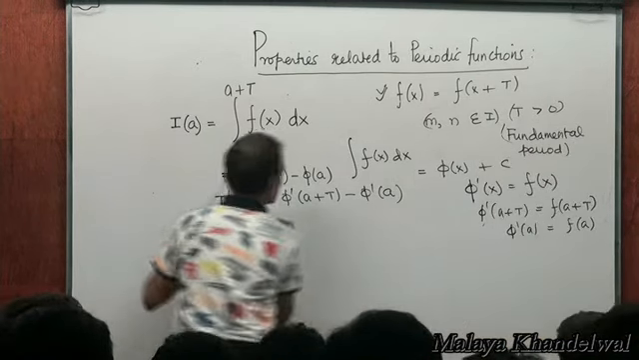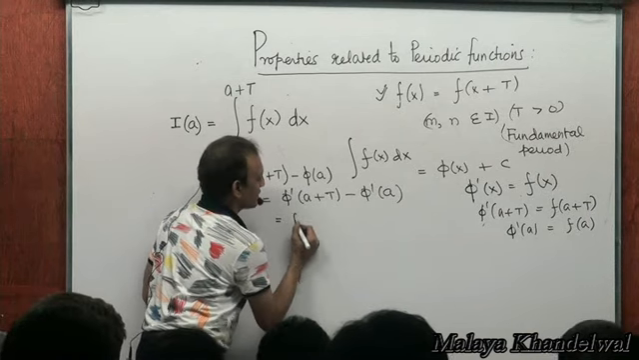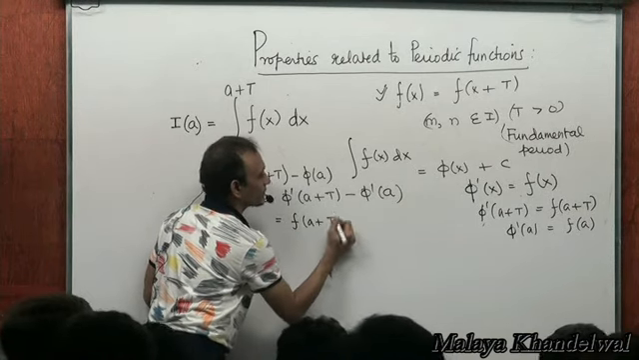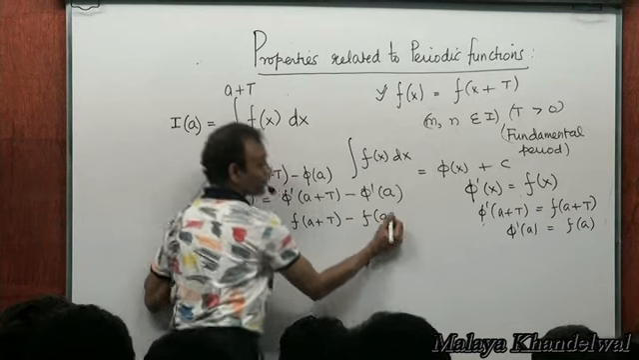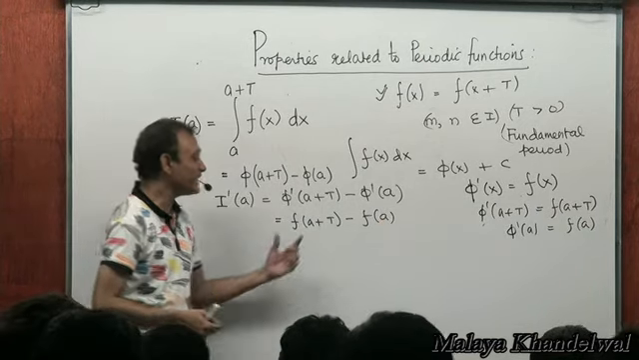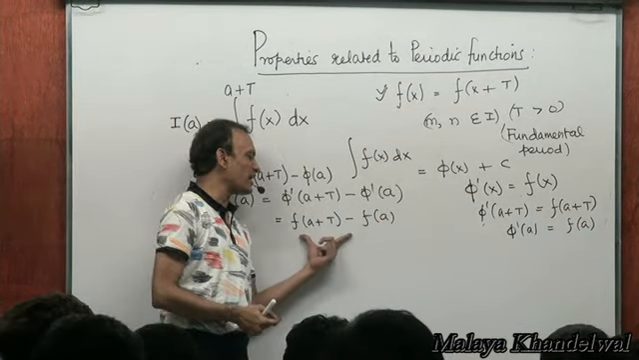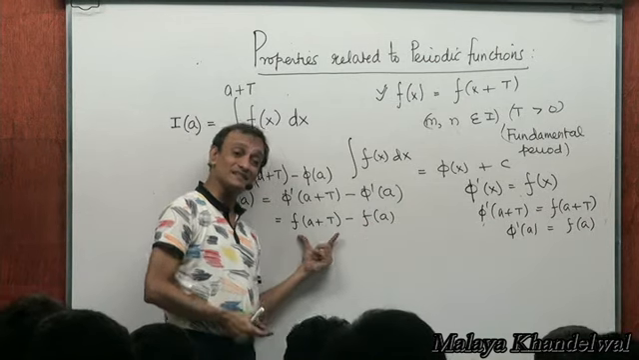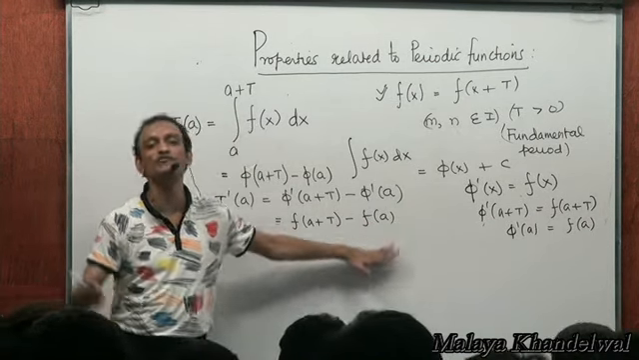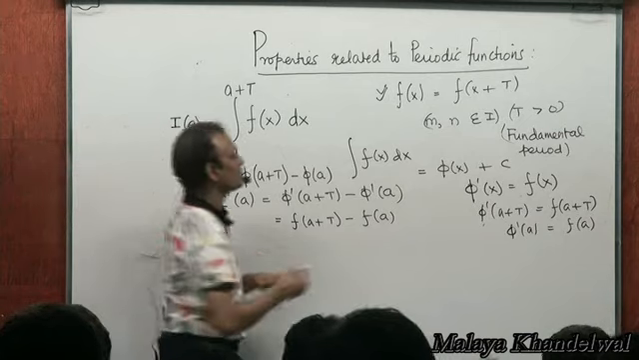Right? So phi dashed of a plus t is f of a plus t. This is f of a. But t is the periodicity of f, so f of a and f of a plus t will have the same value. This difference therefore will be 0.